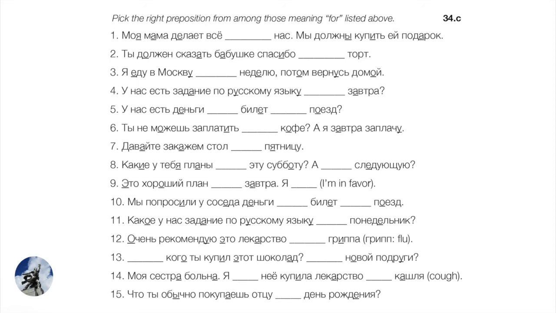Okay, 14. My sister is sick. I bought medicine for her. Okay, what kind of medicine? Cough medicine. Medicine from cough. Я для нее купила лекарство от кашля. Number 15. What do you usually buy for your father for his birthday? Okay, that's an occasion. That's going to be на. Что ты обычно покупаешь отцу на день рождения?